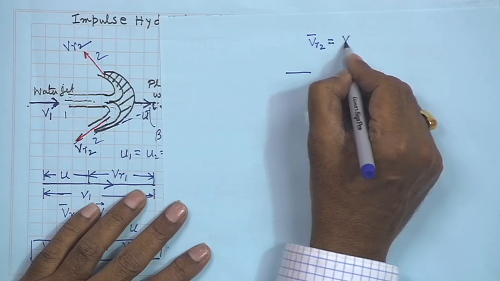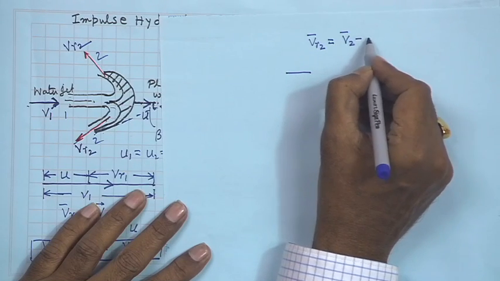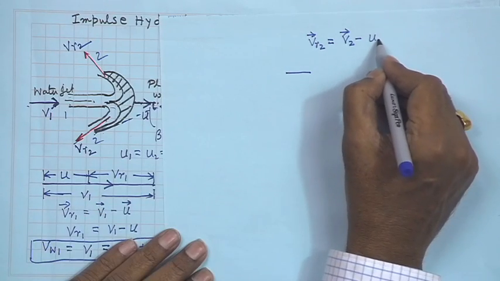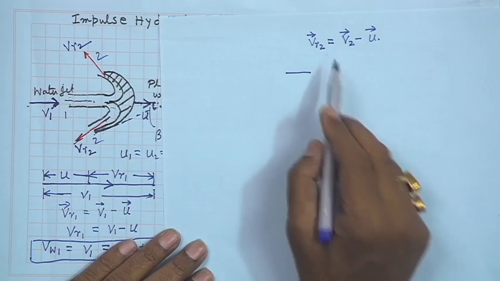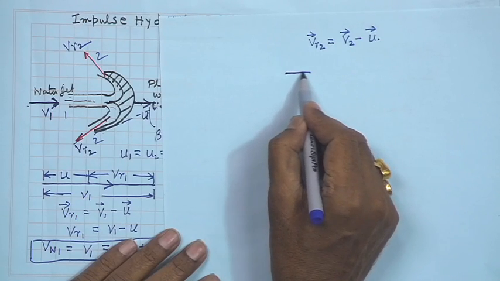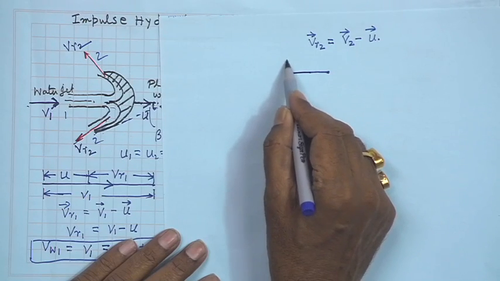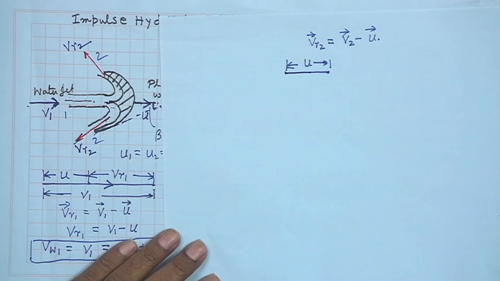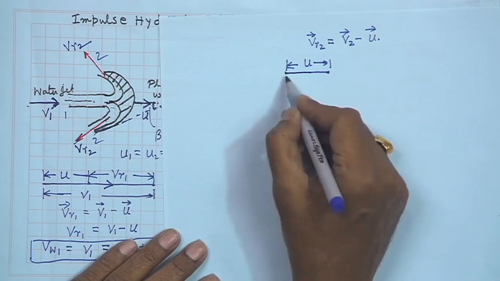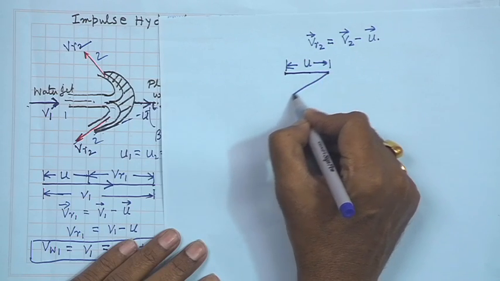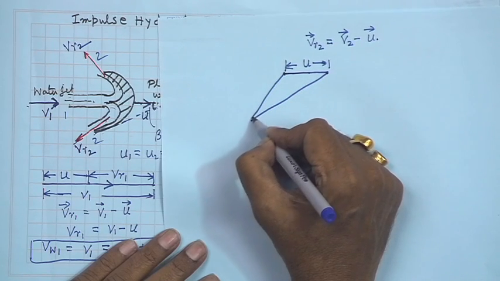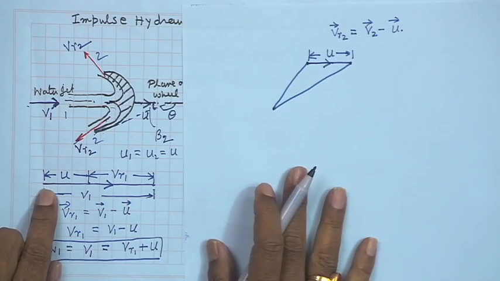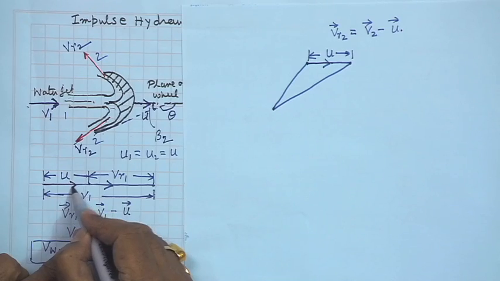VR2 is V2 minus U2. U2 is U, that is U only here. Now, we draw this U. U is the same both at inlet and outlet. Okay. Now, we draw the velocity vector like this. This is the direction U, because this was our direction U.